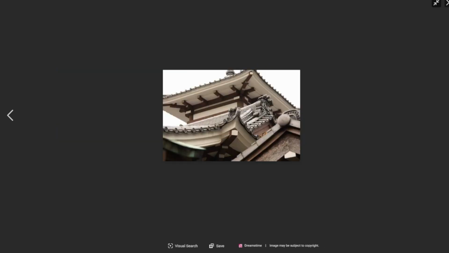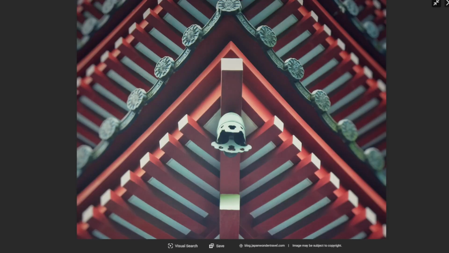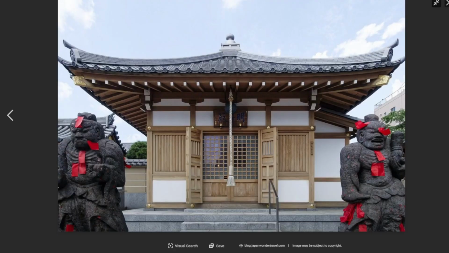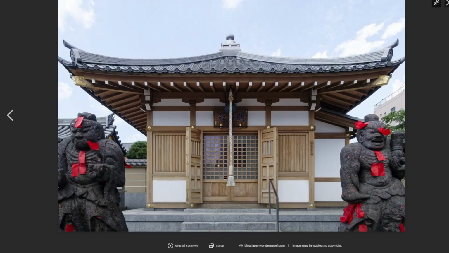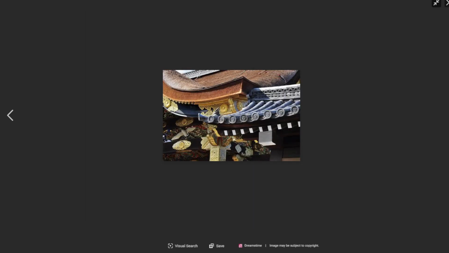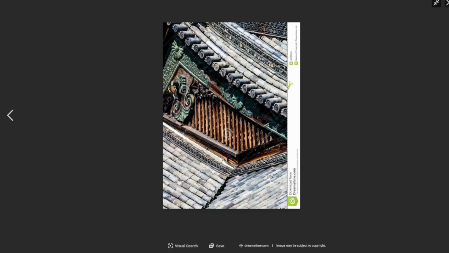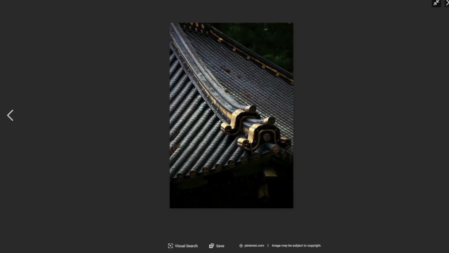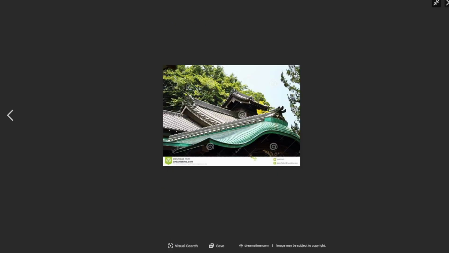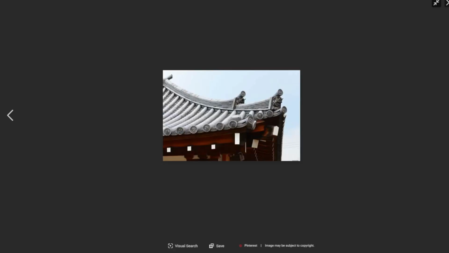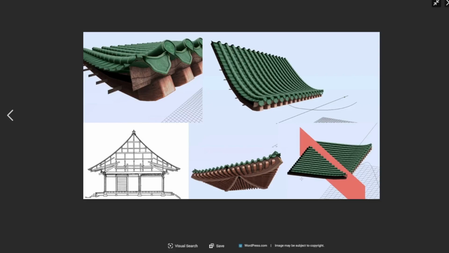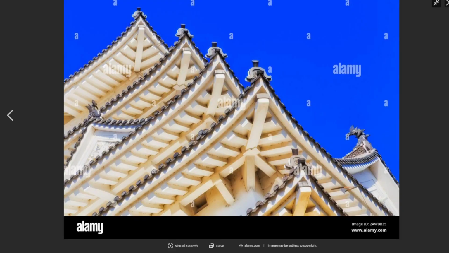It consists of two sloping sides that meet at a peak in the center, creating a triangular shape. This roof form is often used for shrines, temples, and other square buildings.